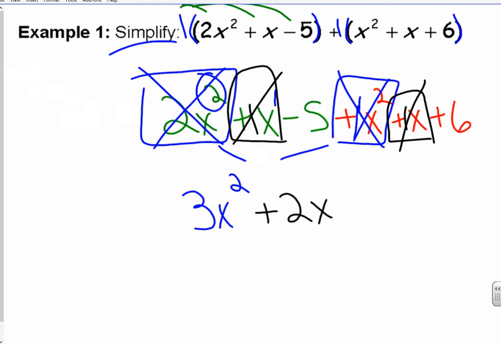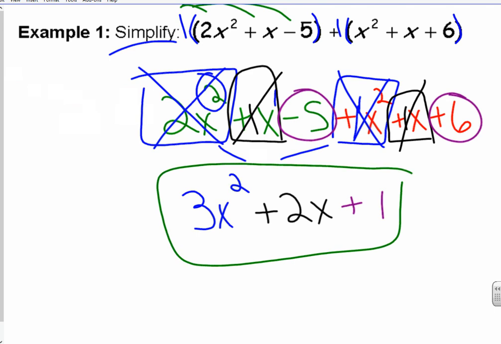And my last one, my constant of -5. I have a constant of 6. -5 plus 6 gives me +1. And this ends up being my final answer. And if you notice, it's already in standard form. That's because if I start with the highest and move to the lowest exponents, I'm already setting myself up to be in standard form.